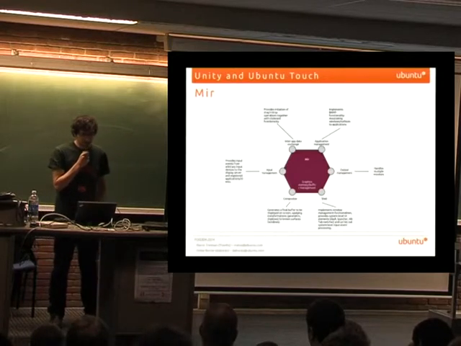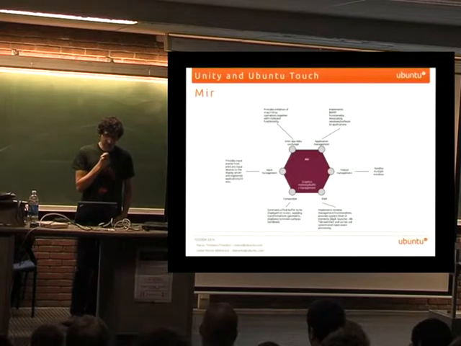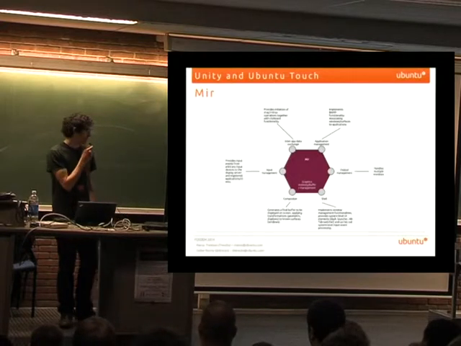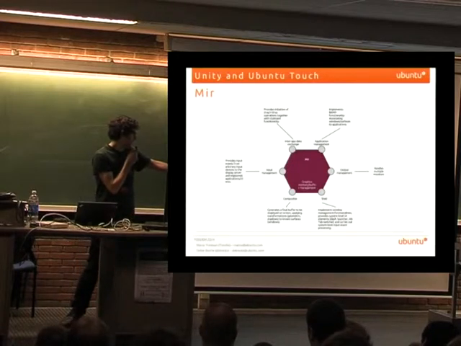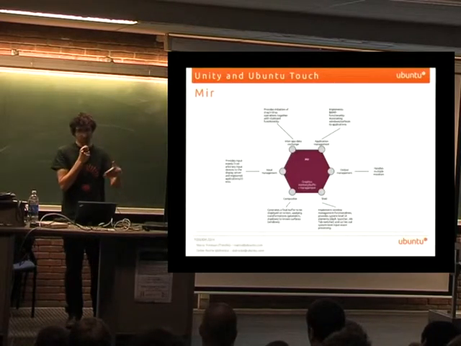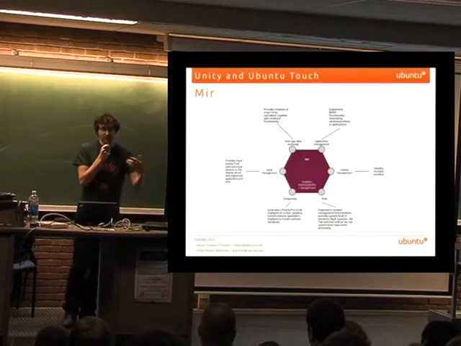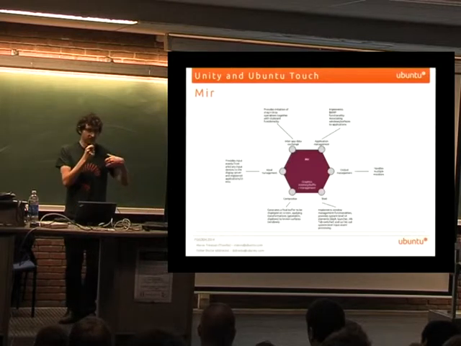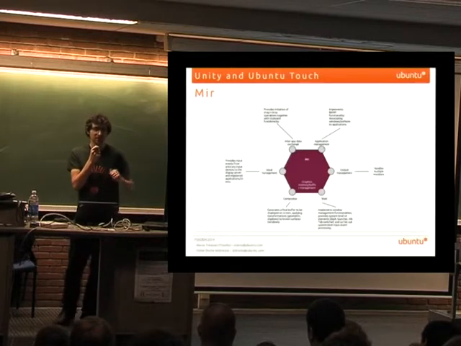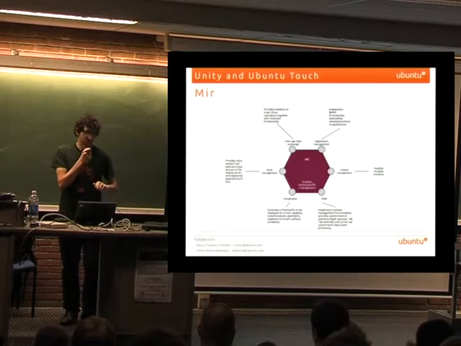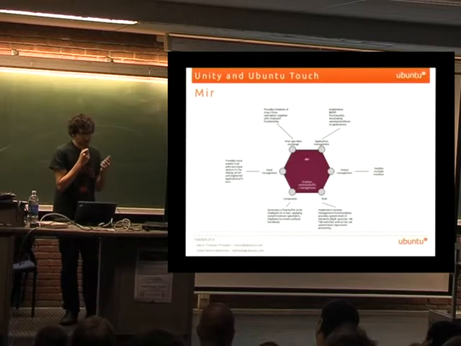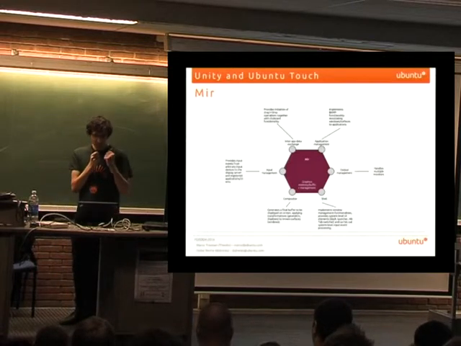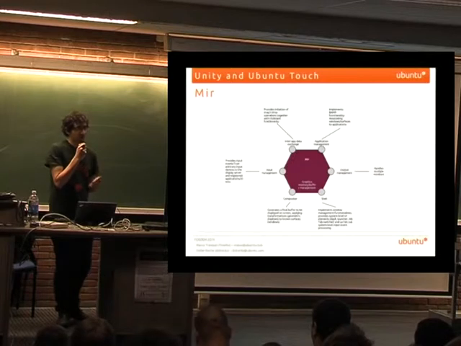So Mir is not only a display server. It does multiple things. One of the most important is the way it handles all the buffers. Every application asks for a buffer, and Mir will give a buffer or not, depending on the case, and then the application will send back the buffer with everything done. But basically, Mir is controlling the display and controlling all the buffers.